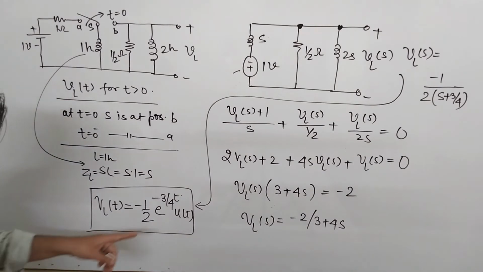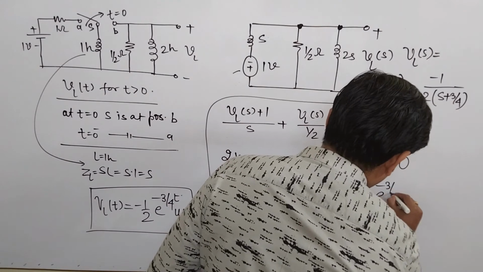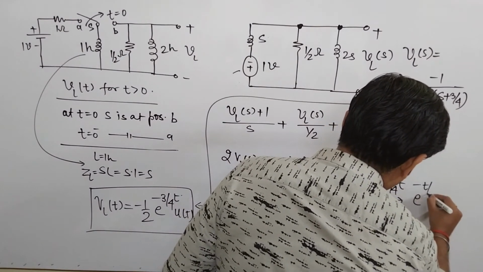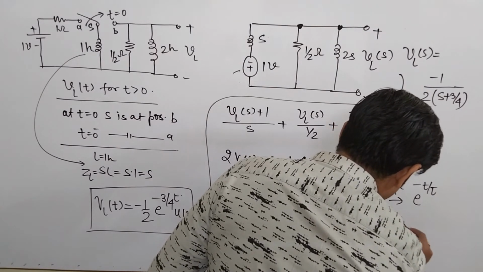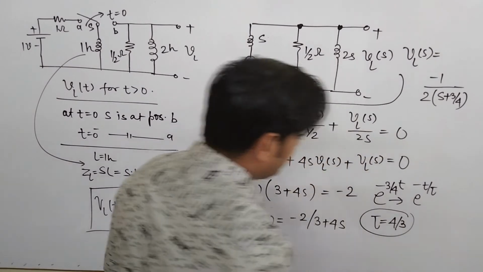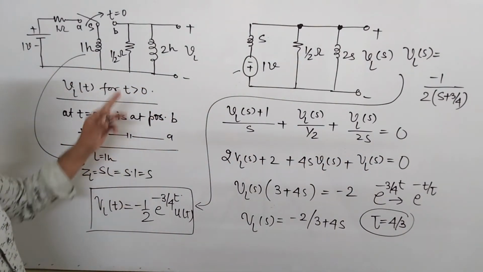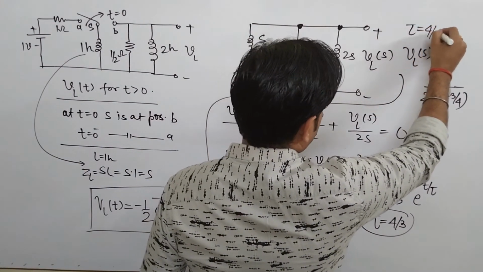Here one more important thing is your time constant. If you talk about e to the power minus 3 by 4 t, I told you it comes in the form of minus t by tau. So if you compare here, tau comes to be 4 by 3. So this 4 by 3 is basically a time constant. So for this circuit, the time constant tau comes to be how much? It is 4 by 3 seconds.